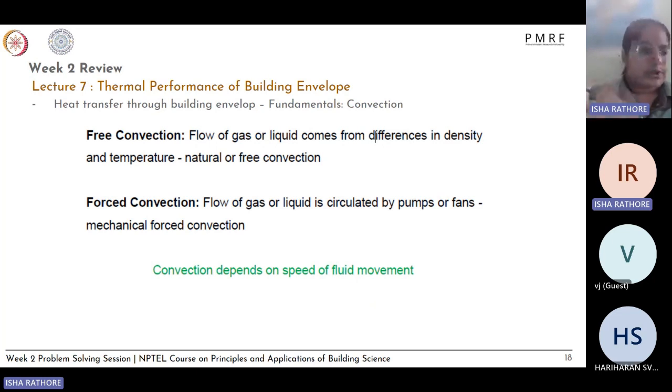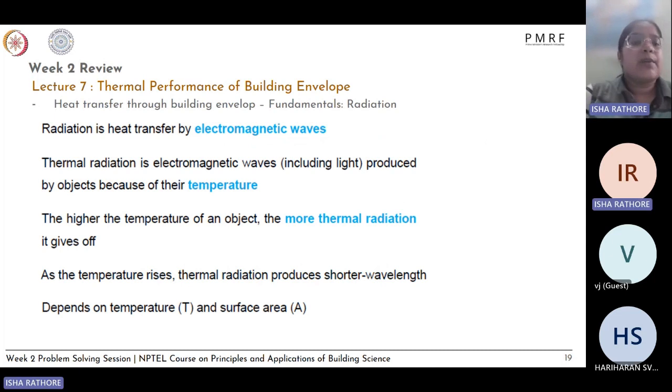So these are two examples of the different types of convection. Convection also depends on the speed of the fluid movement. If you want a higher speed, you have to use mechanically forced convective measures, or a forced convection measure. Okay, so next we look at radiation.